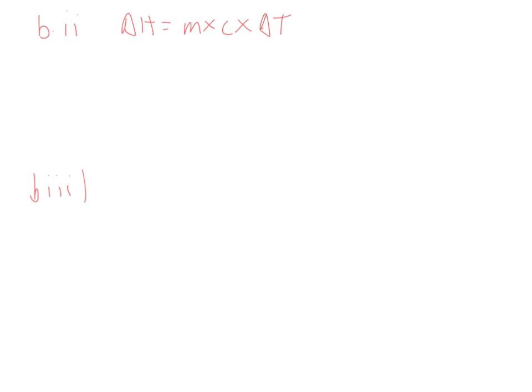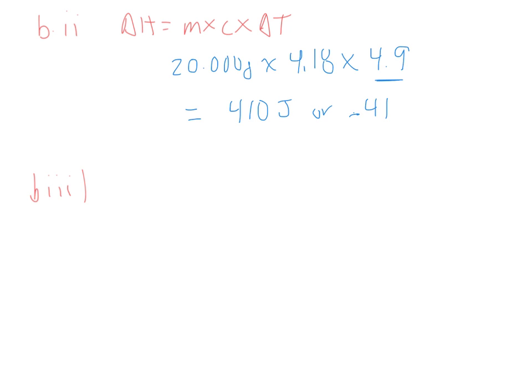Next, we're asked to find the heat absorbed by the water. So I don't need this in kilojoules per mole. This is just going to be in joules because I'm going to use mcΔT, the 20.00 grams of water, my specific heat value of 4.18, and my temperature change of 4.9. And rounded to just 2 sig figs, because I'm limited by my temp there, I come up with 410 joules, or 0.41 kilojoules. And this is positive because we're talking about the water absorbing this energy.